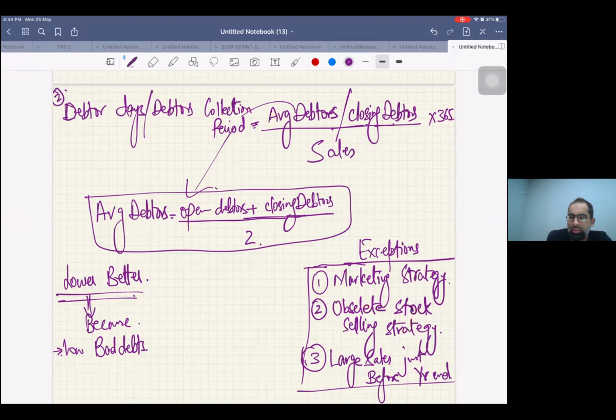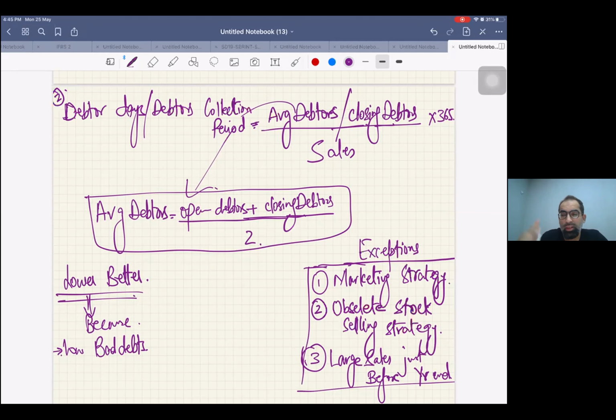What is the formula? The formula is very simple. In the numerator, normally we use average debtors. When opening debtors and closing debtors are given, we do opening debtors plus closing debtors divided by 2. But if opening debtors is not given in the question, then we use closing debtors divided by sales into 365.